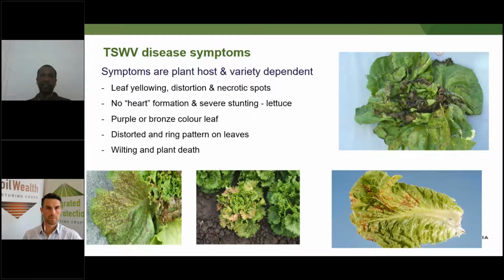So tomato spotted wilt is a very important virus for many vegetables in Australia, including lettuce, and it's the major issue in Australia where we've seen massive outbreaks in lettuce crops through this area-wide management project.